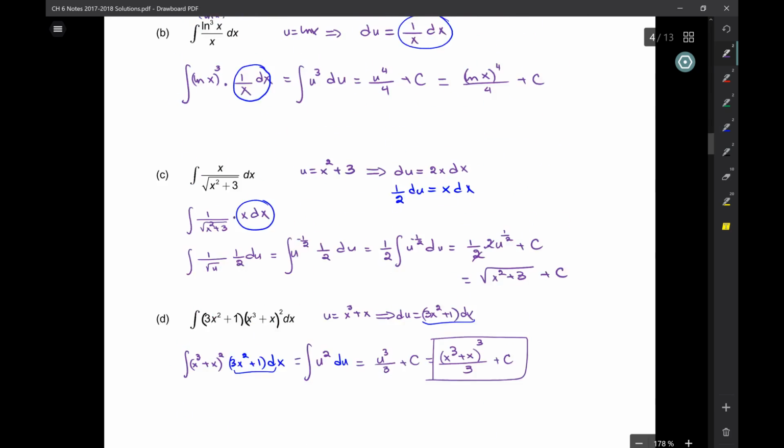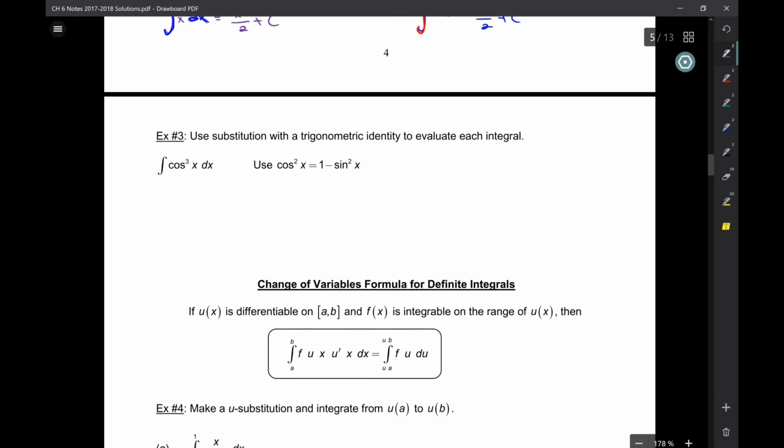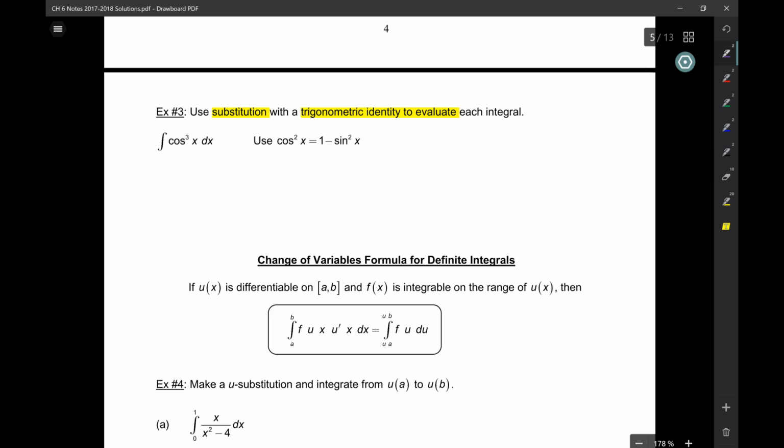Now take a look at this one. Here you have to use substitution, but you also have to put in a trigonometric identity to evaluate it. So what do I mean by that? Cosine cubed x, what would you pick as your u?